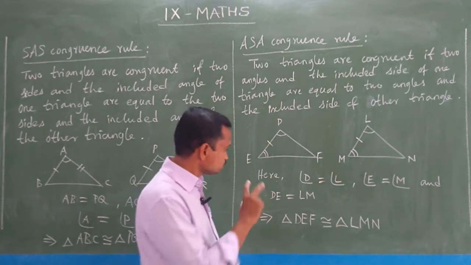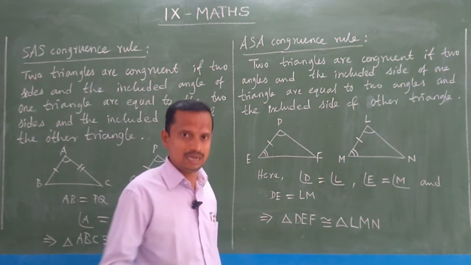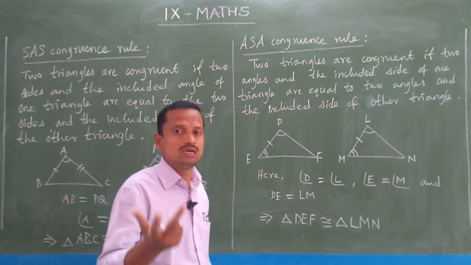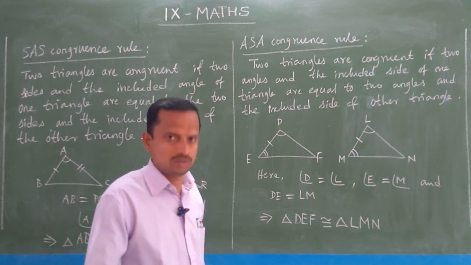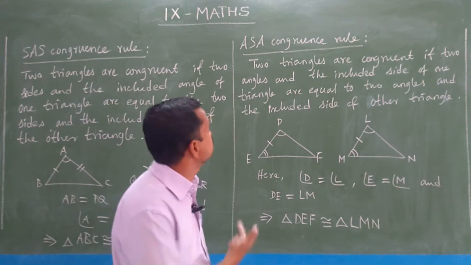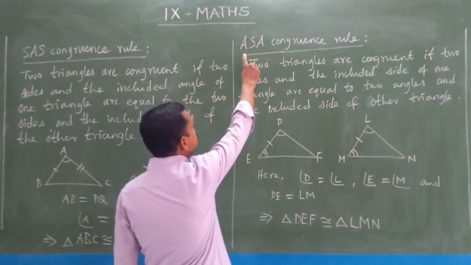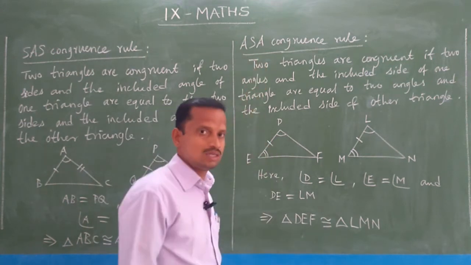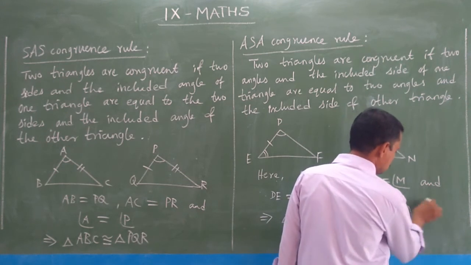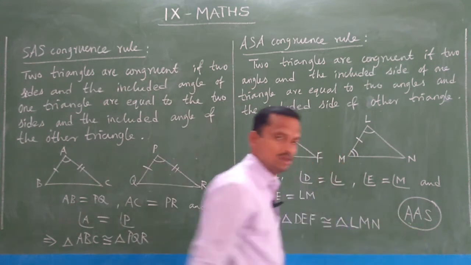So now, if the corresponding pairs are equal, whether it is sides or angles, then we can say they are congruent shapes. Here the shape is a triangle. We have seen two congruence rules, and I already told you ASA, otherwise we can write it as AAS also. After finishing this, I will tell you another one.